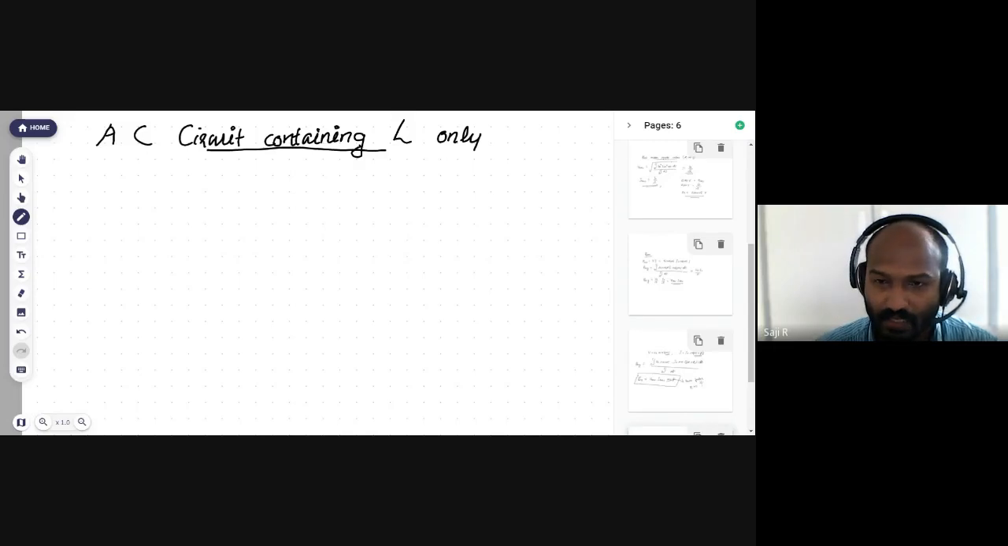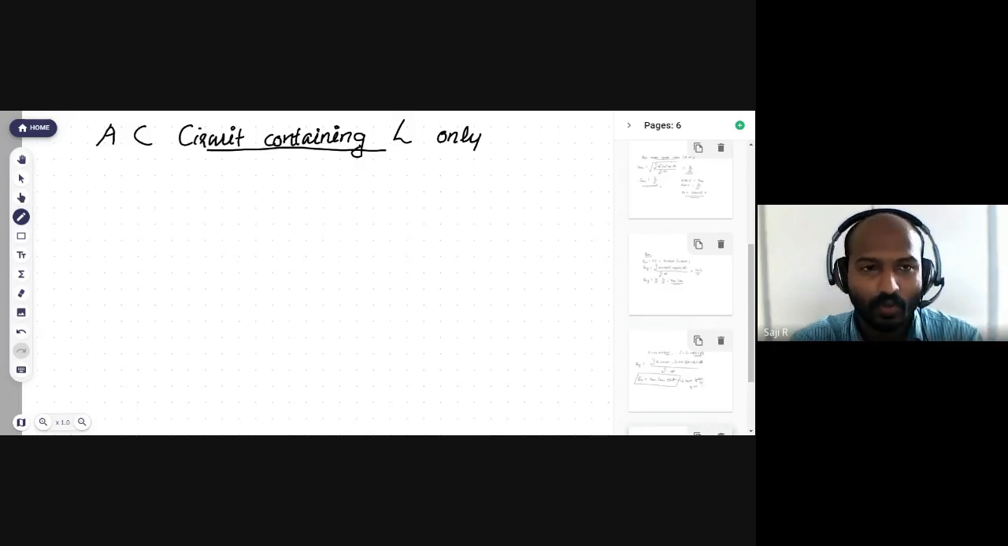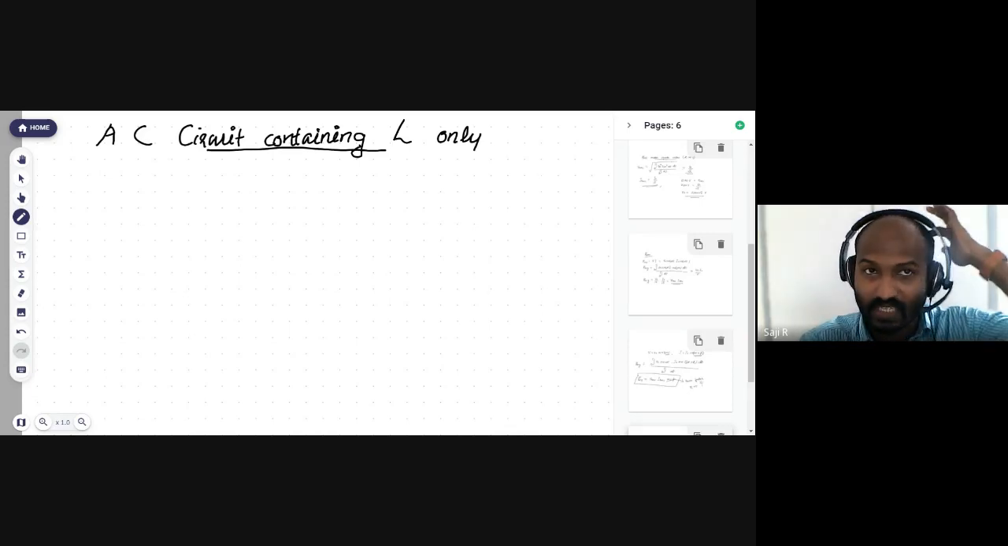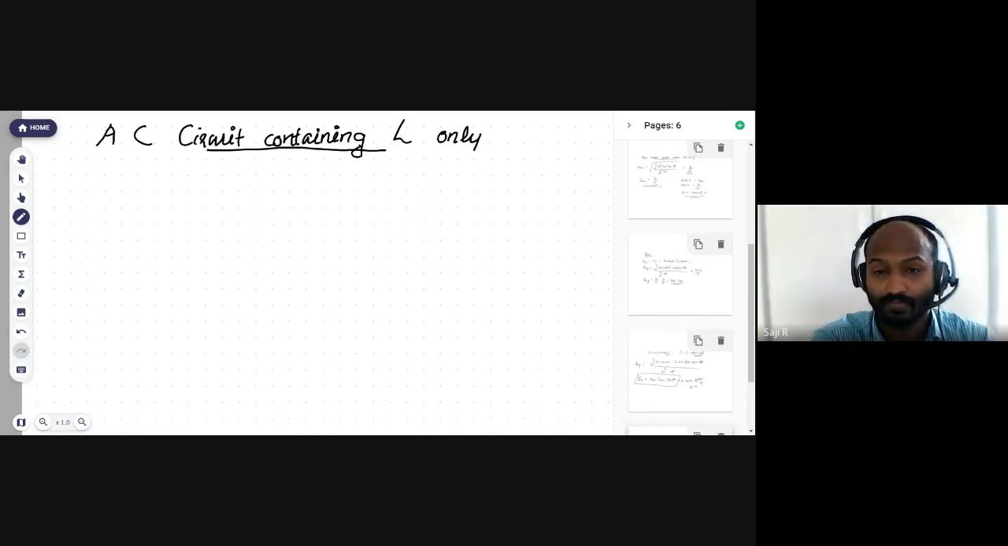Okay, so now we are going to discuss the AC circuit containing L only, meaning an AC circuit containing an inductor only. An inductor is just a solenoid or a coil. When a varying or fluctuating current is passing through that inductor, a back EMF will be generated. That we studied in the chapter on EMF.